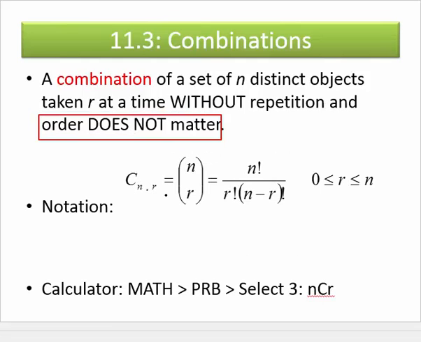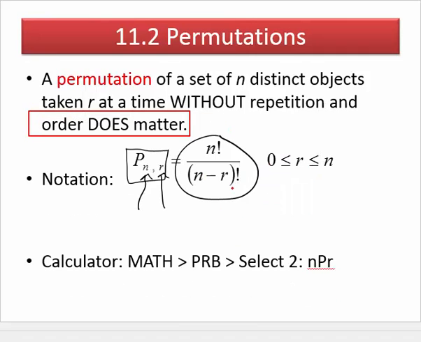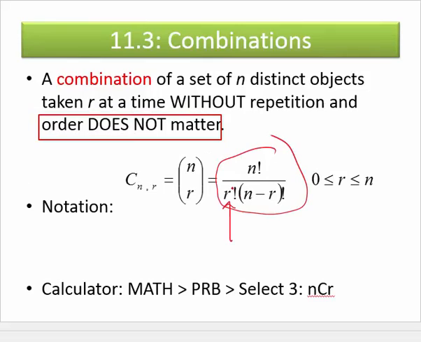Whereas combinations, it's the same exact formula, but notice there's one extra part to it. On combinations, you have an extra r factorial in the denominator. So permutations is just n factorial over the quantity n minus r factorial. Whereas combinations, when order doesn't matter, it's n factorial over r factorial times the quantity n minus r factorial.